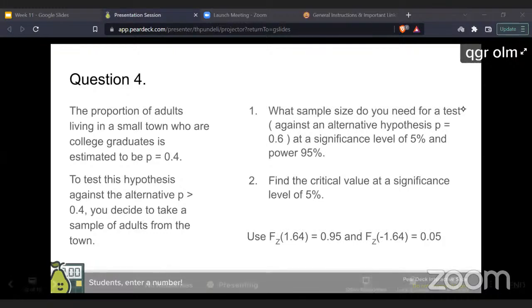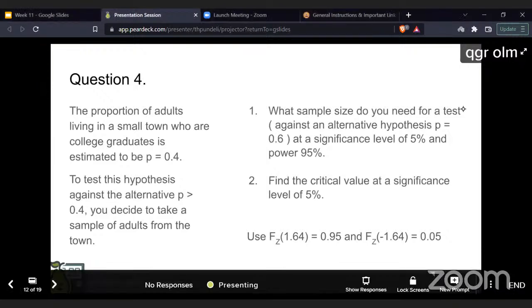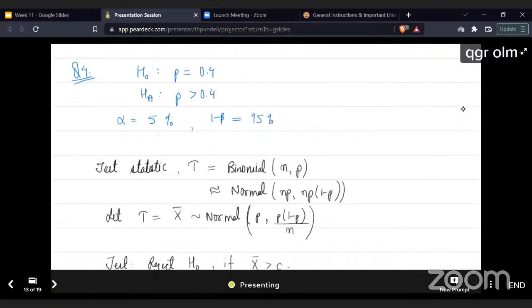We have to use the n which we got in question number 1, right? Sorry, we have to use the sample size which we got in question 1 to find the value of C. So again, the null and alternative is same as what we have seen in the previous question. Alpha is 5%, power is 95%.